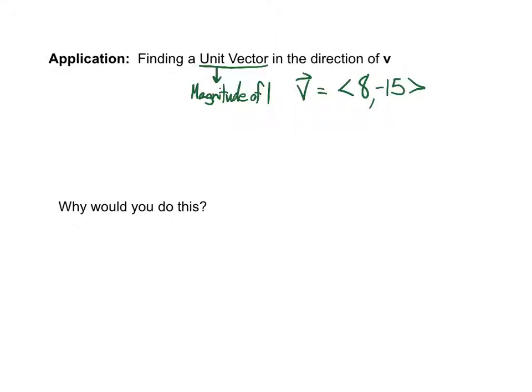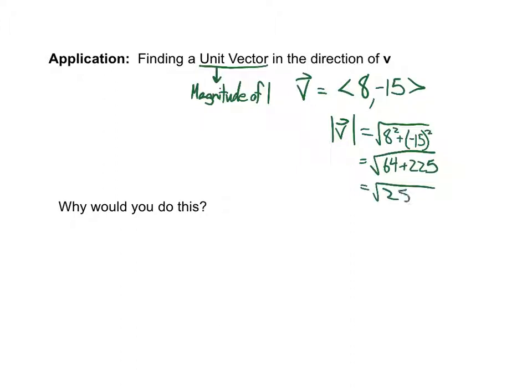Let's see. What's the magnitude of v? Square root of 8 squared plus negative 15 squared. 64 plus 225. So that's 289, and that actually is a perfect square. It comes out to 17. But it's not 1. So this is not a unit vector, okay?